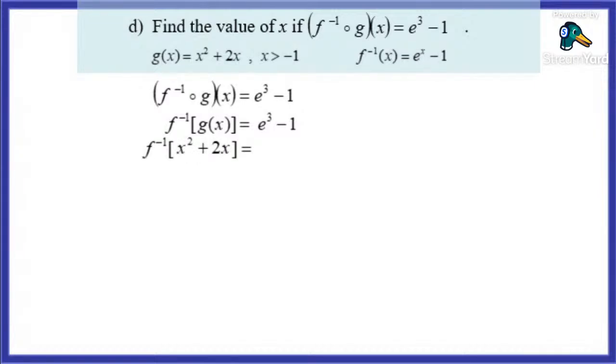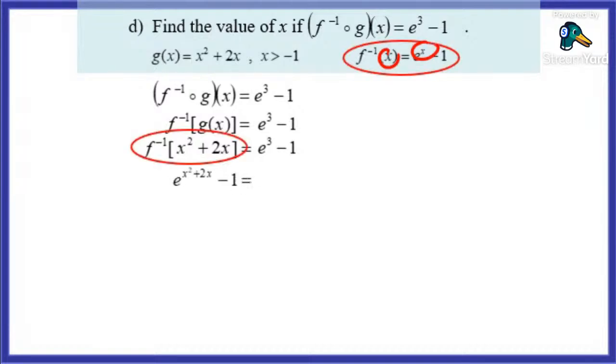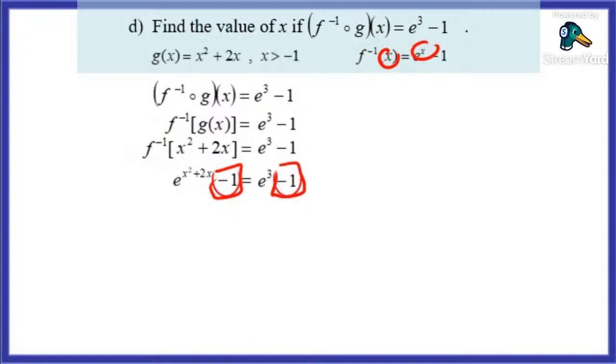And then f inverse kita sama dengan apa? E kuasa x tolak 1. So, x ni kita gantikan dengan x kuasa 2 tambah 2x. So, jadi E kuasa x kuasa 2 tambah 2x tolak 1 sama dengan E kuasa 3 tolak x. So, kalau kita tengok form dia ni, dia tolak 1 dengan tolak 1 ni dah sama dah kan? So, nak hilangkan dia tambah 1. So, tinggallah E kuasa 2x tambah E kuasa x kuasa 2 tambah 2x sama dengan E kuasa 3.